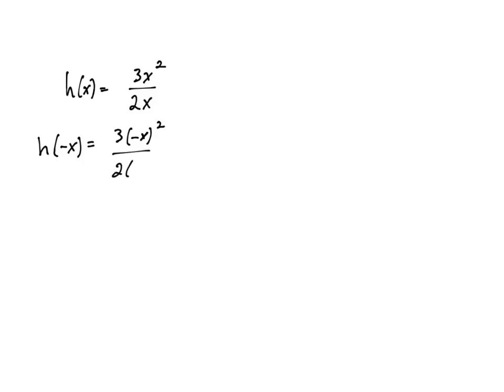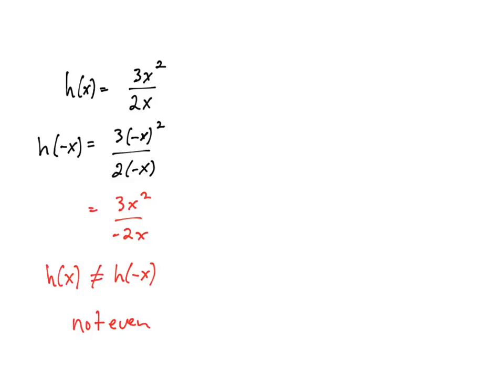That tells us that g of x is even. Alright, and then let's look at one last one. h of x equals 3x squared over 2x. So first, let's find h of negative x, and we get 3 negative x squared over 2 times negative x. Simplifying this down, we're going to get 3x squared over negative 2x. So what we see is h of x does not equal h of negative x, so that means that this function is not even.